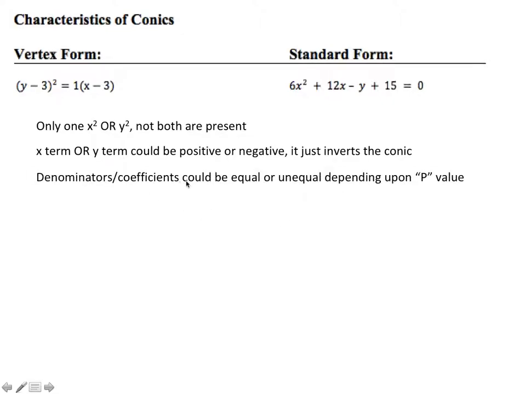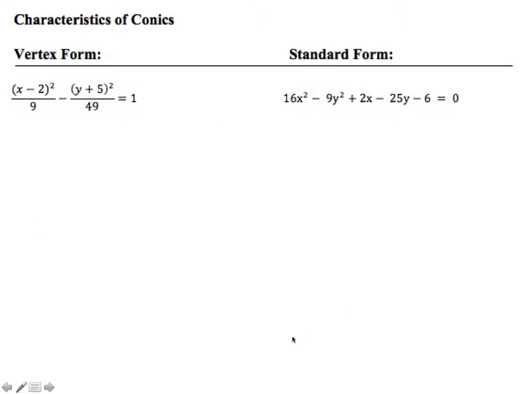And denominators and coefficients could be equal or unequal depending upon that value of p. So that's irrelevant as well. So we're really only keying in on whether or not the squareds are present. And in this case, the squareds are not present for both of them. So this conic is definitely a parabola. Again, we're keying in on the fact that we have a y squared and an x that is not squared. Or in this case, an x that is squared and a y that is not squared.